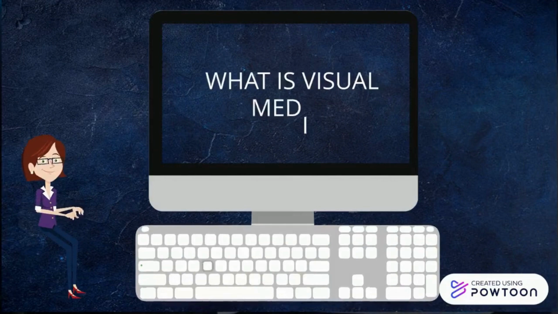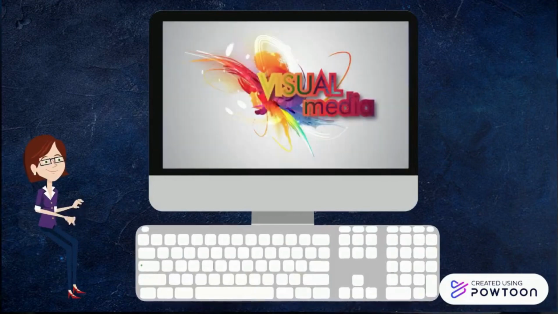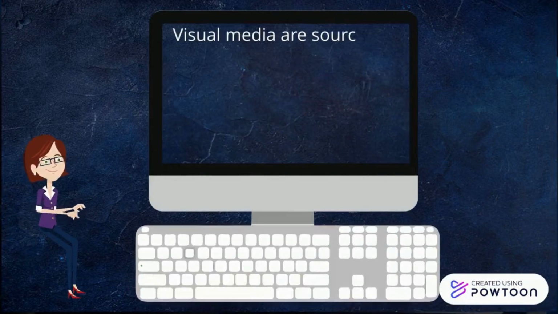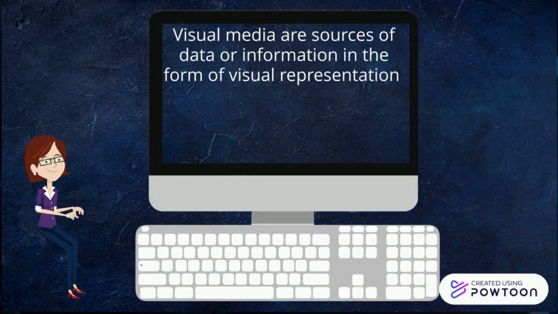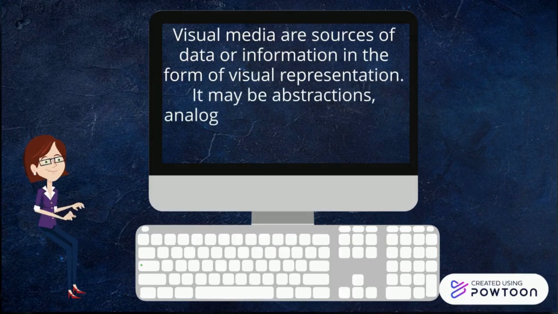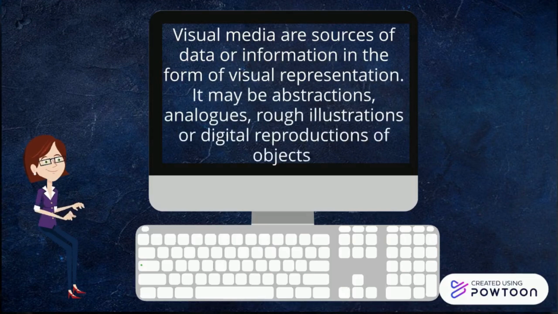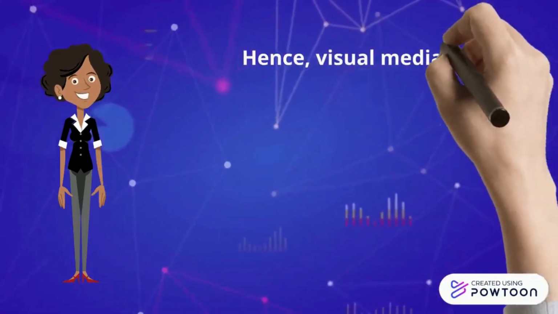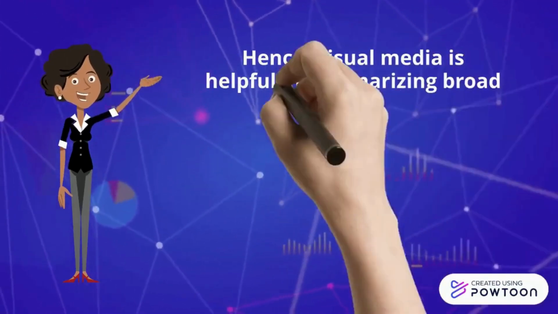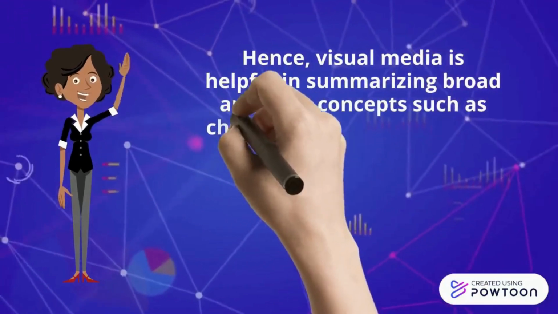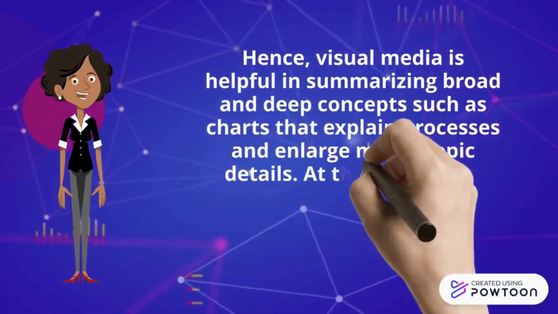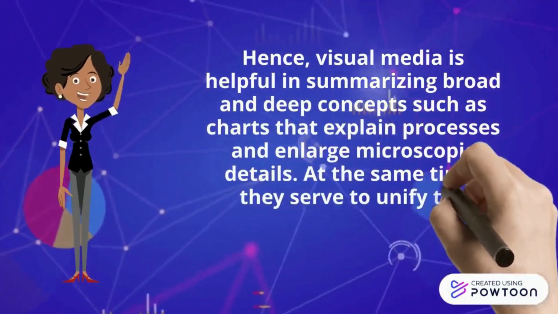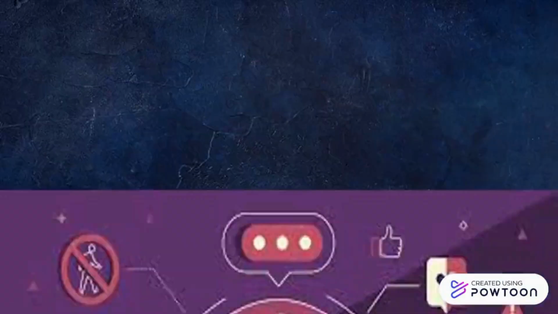What is visual media? Visual media are sources of data or information in the form of visual representation. It may be abstractions, analogs, rough illustrations, or digital reproductions of objects. Hence, visual media is helpful in summarizing broad and deep concepts such as charts that explain processes and enlarge microscopic details. At the same time, they serve to unify the language of the world.